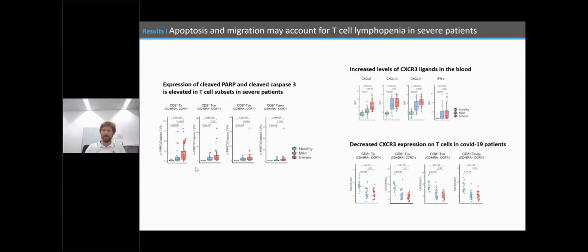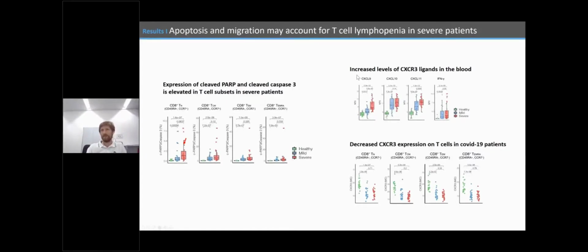We then also wanted to know, and we hypothesized, whether the T cell lymphopenia could also be caused by T cell migration into inflamed tissues as another possible mechanism. And so here we looked at CXCR3 signaling, since that is primarily mediating T cell migration into inflamed lung parenchyma.